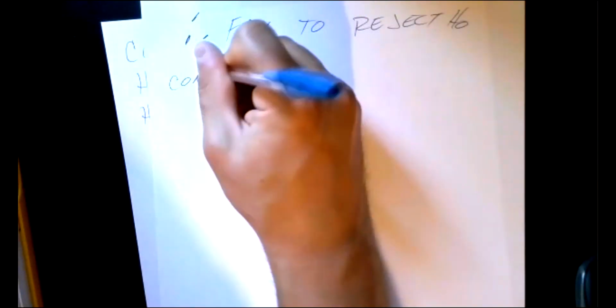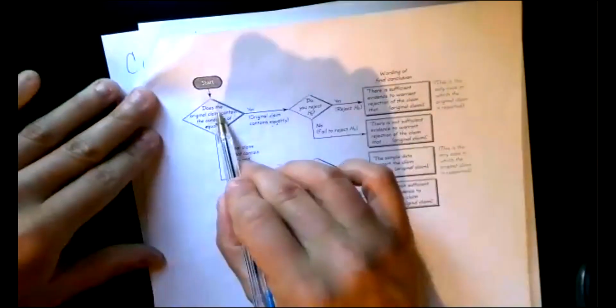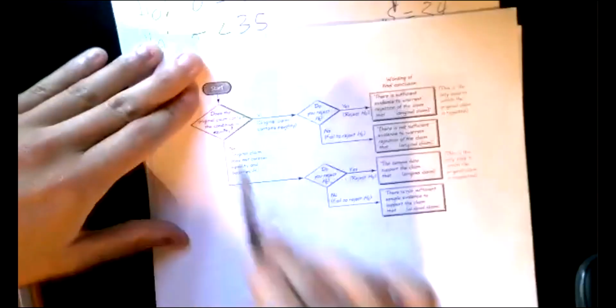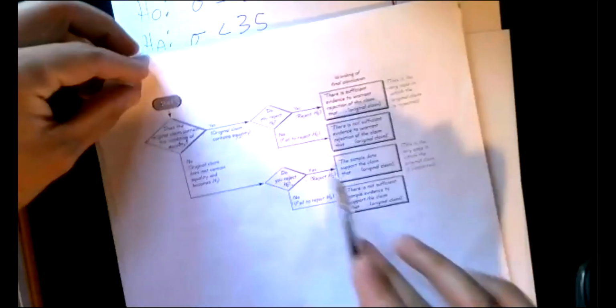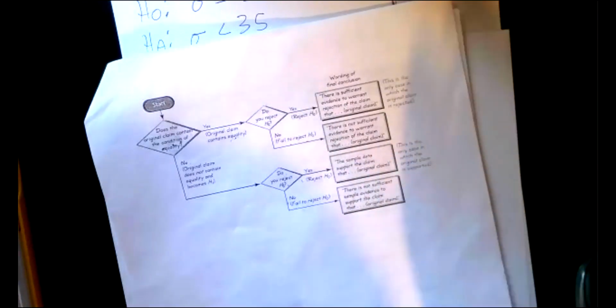All right, conclusion. Does the original claim contain the condition of equality? No, it does not. Go down. Do you reject H0? Fail to reject. No. There is not sufficient sample evidence to support the claim.